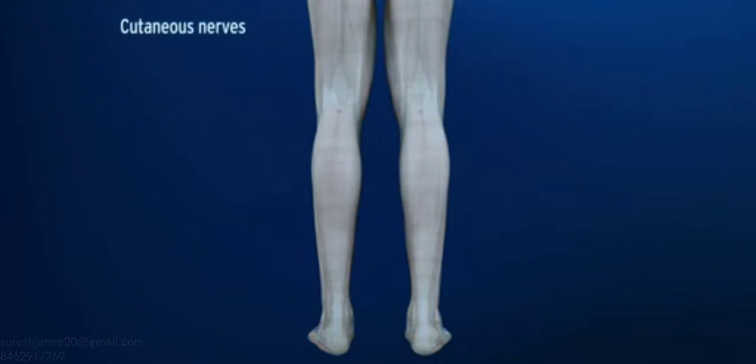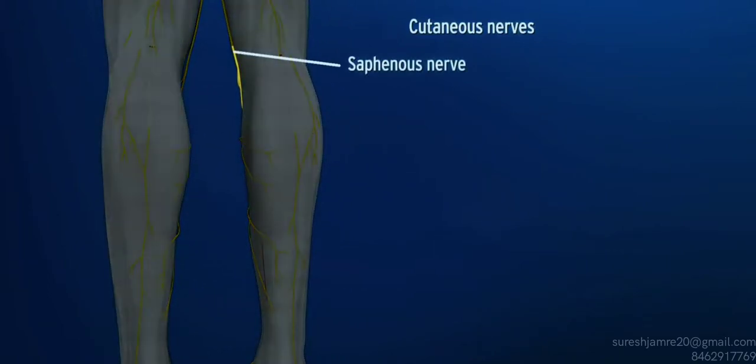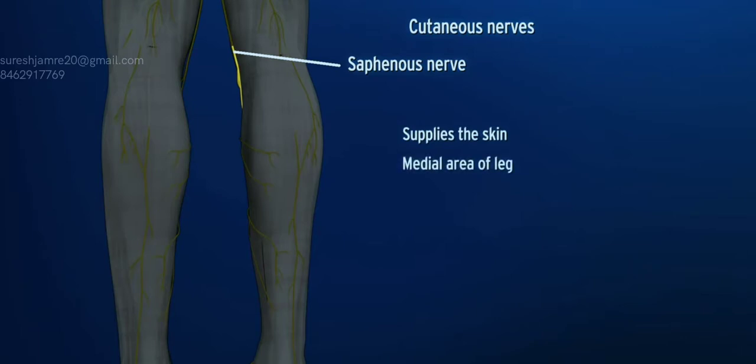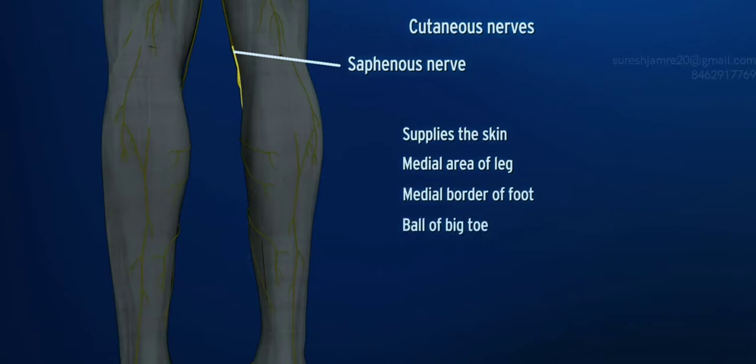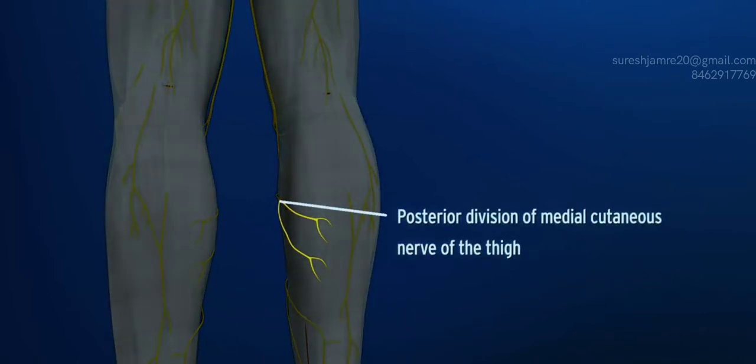Cutaneous nerves. Skin of the calf is supplied by saphenous nerve. It is a branch of posterior division of femoral nerve. It supplies the skin of most of the medial area of leg and medial border of foot up to the ball of big toe. Posterior division of medial cutaneous nerve of the thigh supplies the skin of the uppermost part of the medial area of the calf.